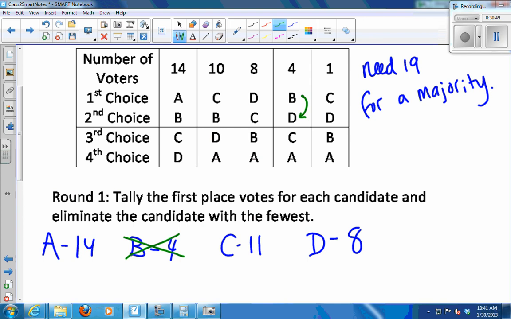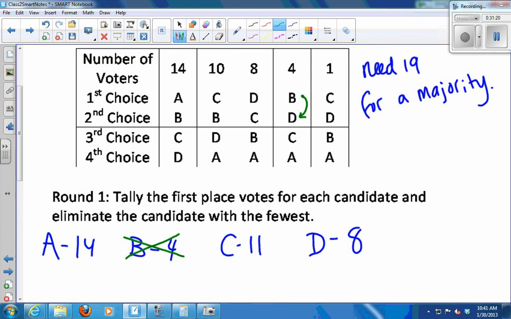Nobody has a majority, so we eliminate B. It's the smallest number of first place votes. B is gone. So B is no longer in the running because we say, okay, B has the least chance of winning. The fewest people like B, so we get rid of B. So then we go to the 4 people, just the 4 people who decided they wanted to vote for B. We say, okay, you 4 people, we're really sorry. B is gone. Who do you want to vote for now? Right? We don't have to actually ask them because we can tell from their ballot who they would vote for.